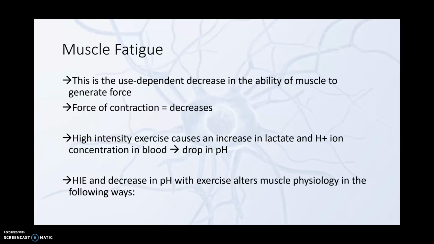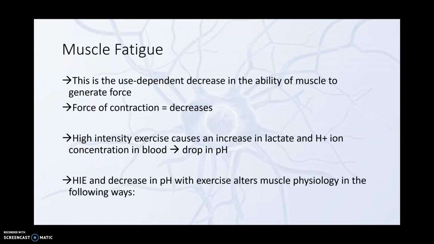High-intensity exercise causes an increase in lactate and hydrogen in the blood, which causes a drop in the pH, right? So we talked about that with anaerobic metabolism. If we are going through the glycolytic pathway very fast, we produce a lot of lactate and we produce a lot of hydrogen, which ultimately is going to cause that drop in pH. So high-intensity exercise and a decrease in pH with exercise alters muscle physiology in the following ways.